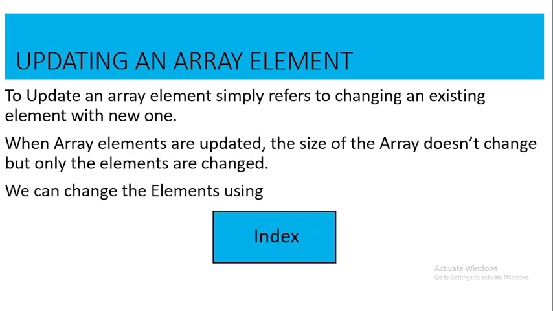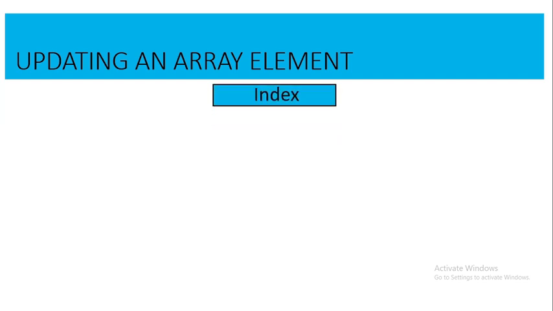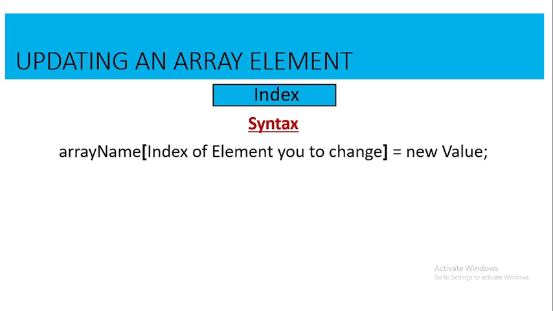Let me update an existing element using the index. The syntax is: array name, then square bracket, and the index of the element you want to change, then you close it with the closing square bracket, equal, new value. So the array name will come, then the index of the element, then equal to the new value.